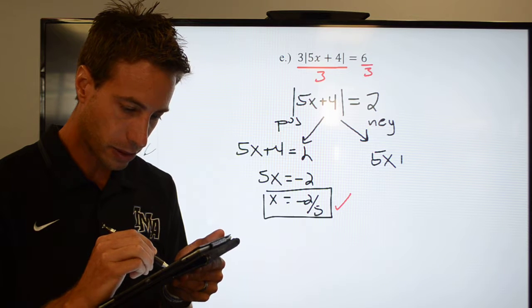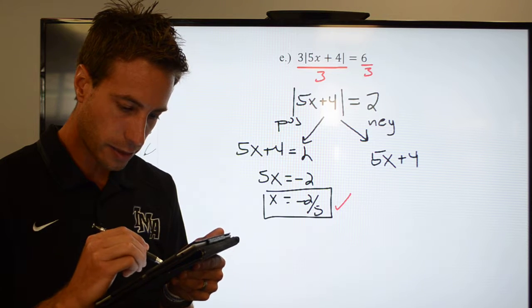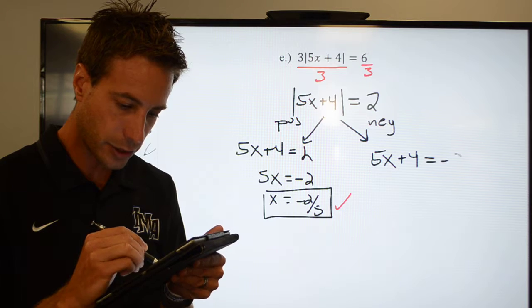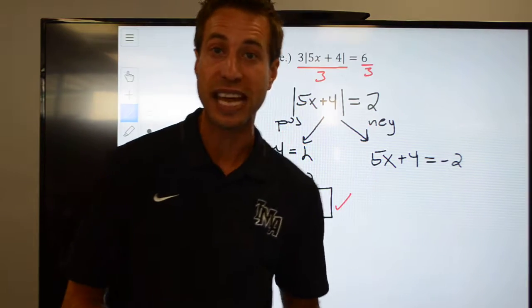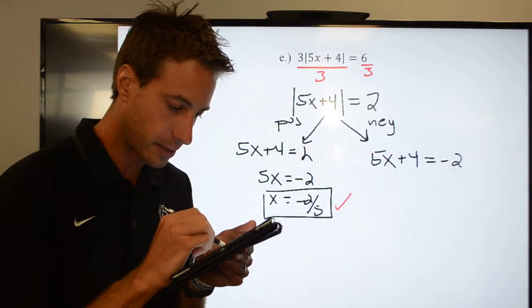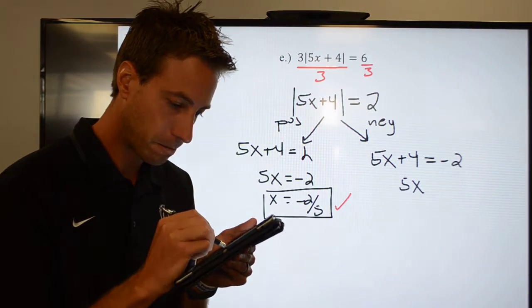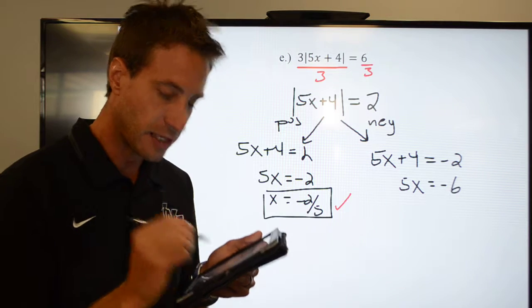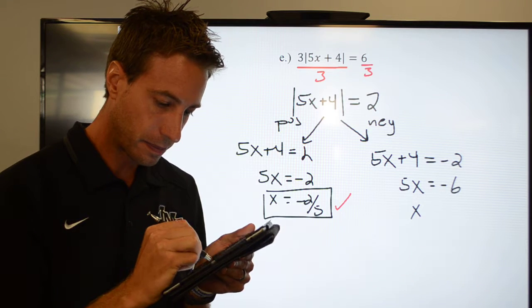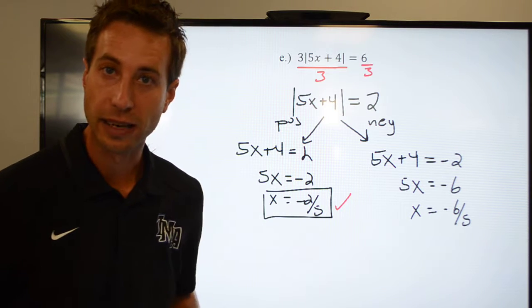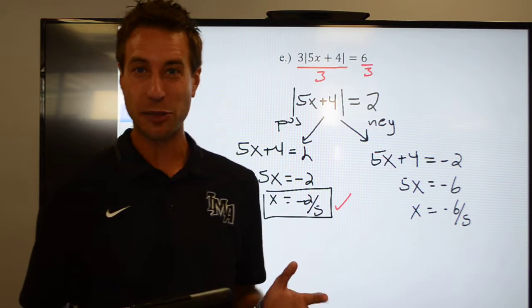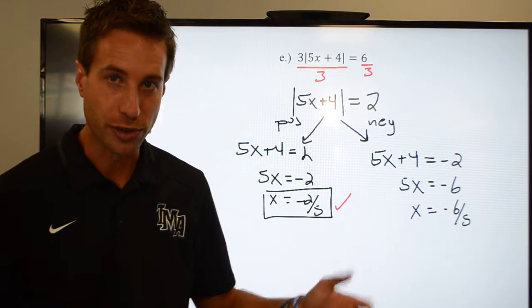Now the negative: 5x plus 4 is equal to a negative 2. Here we go. I'm going to subtract the 4 to the other side. Careful, this 2 is now negative. I'm going to wind up with a minus 6. Divide both sides by 5. Negative 6/5. Are we really going to do mental math with fractions? You should know the answer by now.